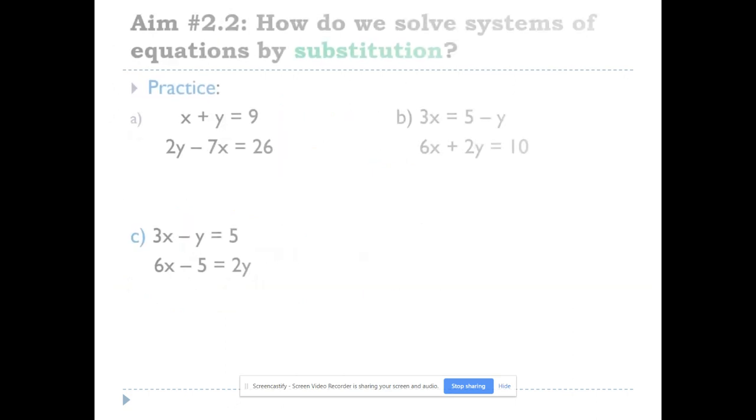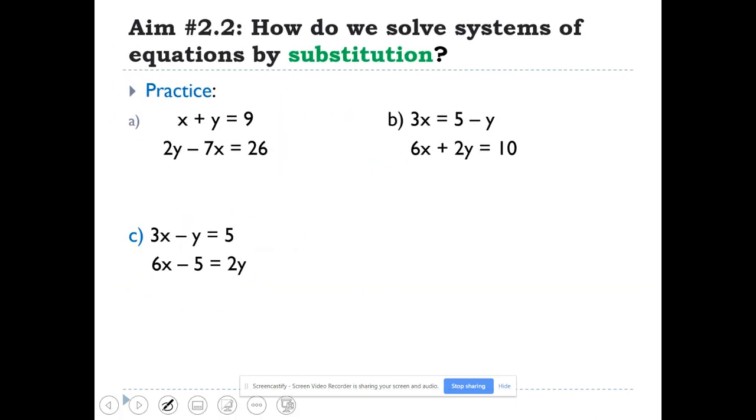Let's try a couple. I'm going to start with A. So we have x plus y is equal to 9, and 2y minus 7x is equal to 26. First thing I'm going to look and see, are either of these already solved for either x or y? And they're not. So I'm going to pick the top equation, and I'm going to get x alone. So to get x alone, I'm going to subtract y from both sides. So my new equation is x is equal to 9 minus y.